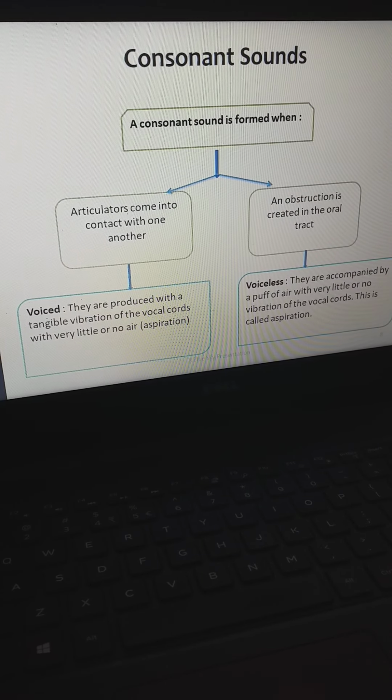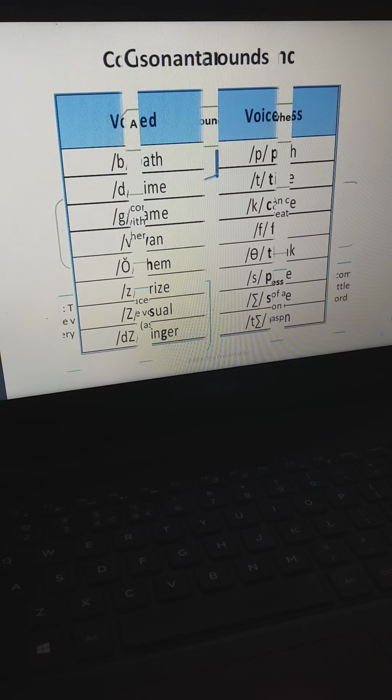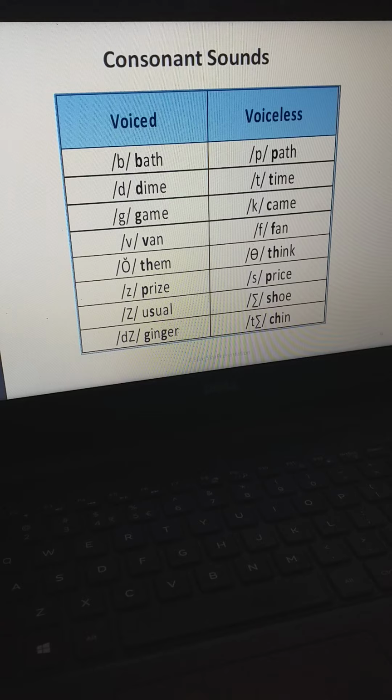In case of voiced sounds, articulators come into contact with each other and they produce a tangible vibration of the vocal cords. Voiceless sounds are accompanied by just a puff of air and obstruction created in the oral tract. Examples of voiced sounds: bath, dime, game, van, them, prize, usual, ginger. Unvoiced sounds: path, time, came, fan, think, price, shoe, chin.